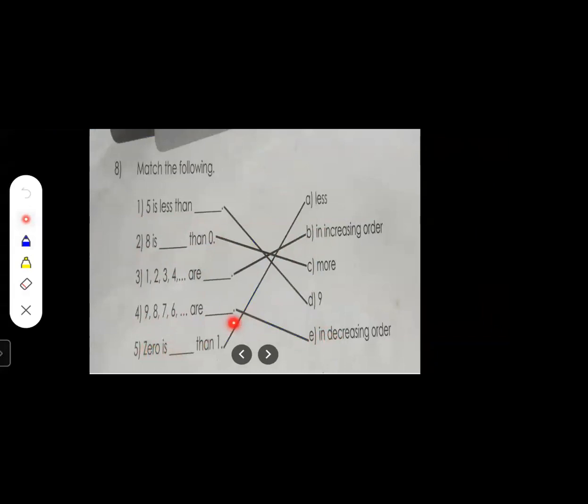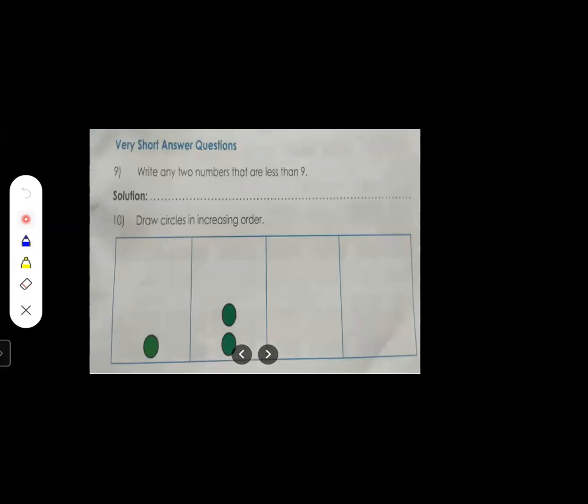And 0 is less than 1. Okay, so here we have done. Here is what we have learned. Now let's move further to the next sum.